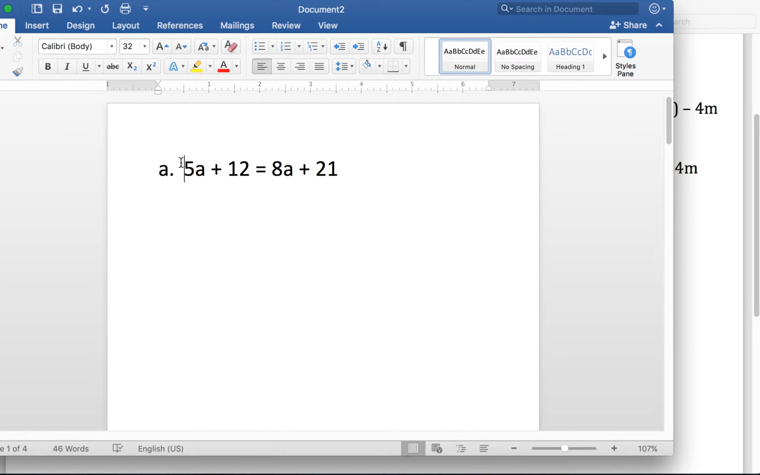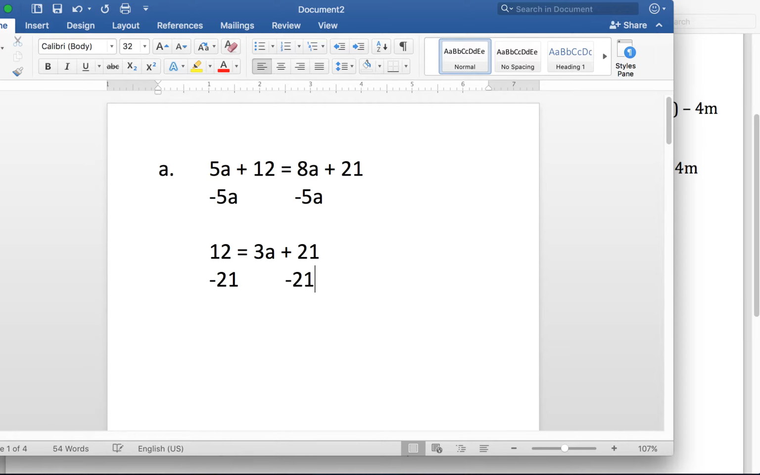I'll go back to the top. We're going to want to subtract 5a from both sides. And that'll get us no alligators over here and 3 alligators on the right. Now we want to get all the numbers on the left, so we want to get rid of this plus 21. So let's subtract 21 from both sides. We get negative 9 because 21 minus 12 is 9. And we have 3a over here.